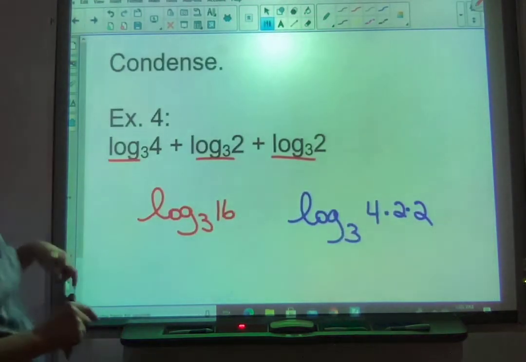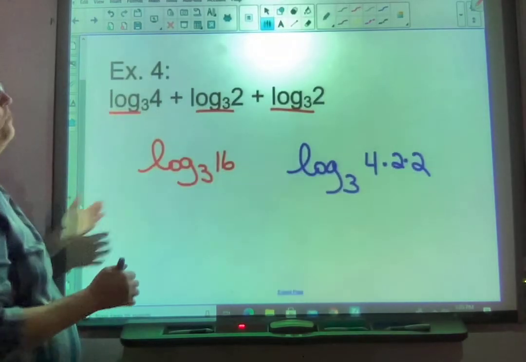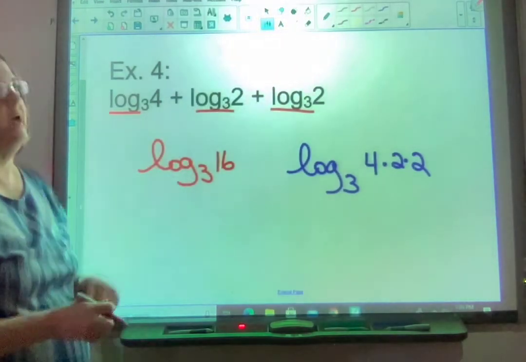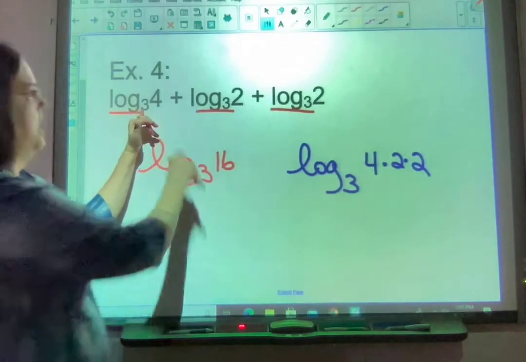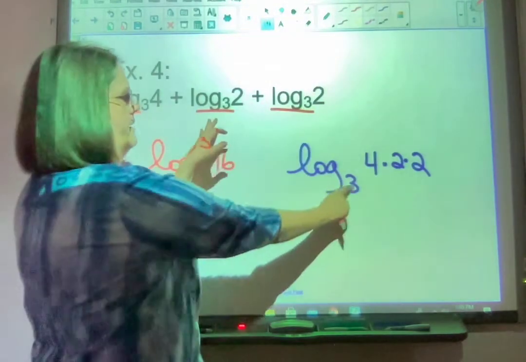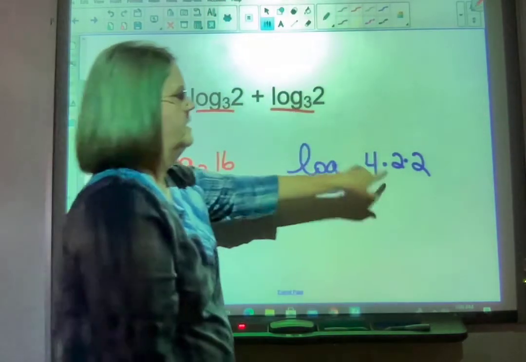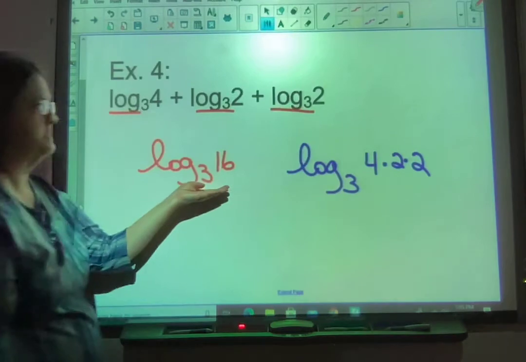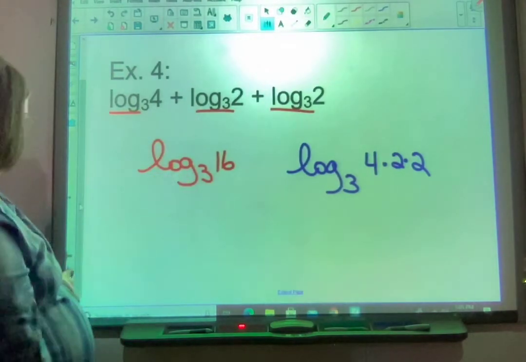Okay, condense. We're going to go backwards now, and we're going to condense these. So you see all these plus signs. That means that I have nothing but multiplication going on. So I am doing log base 3. They're all log base 3. And then I'm taking these numbers, 4 times 2 times 2, and multiplying them, and that gives me 16. So this is this when it's condensed.